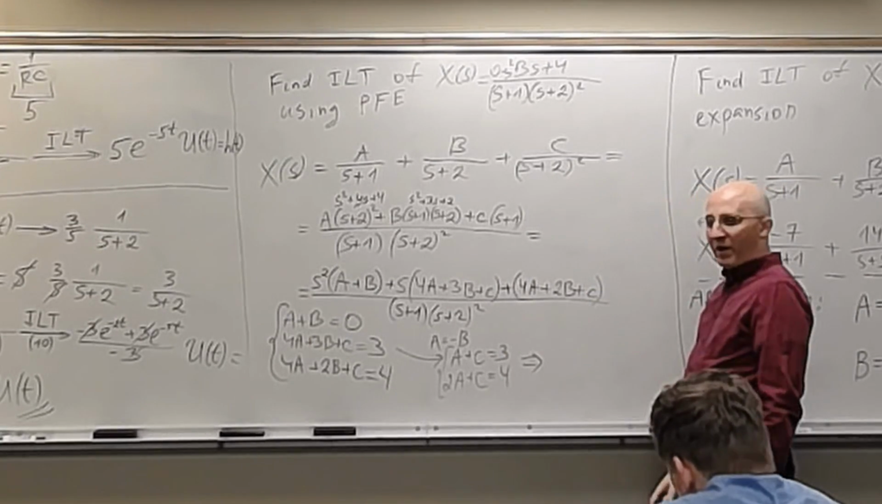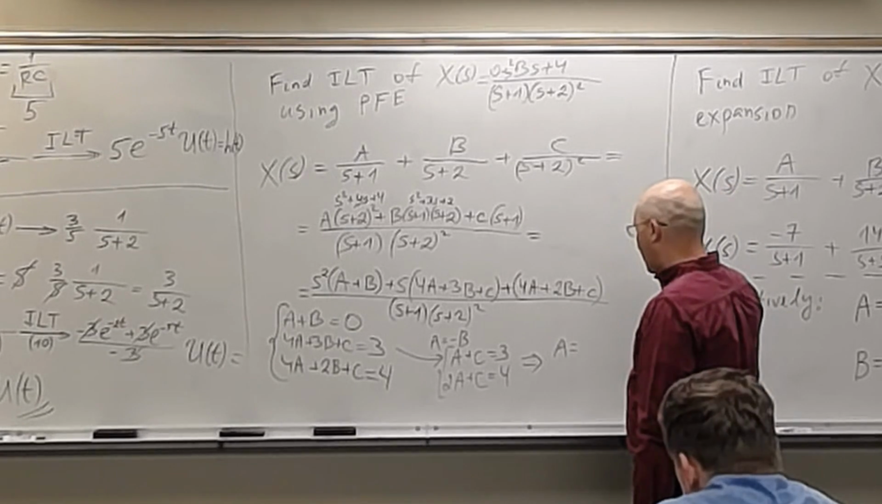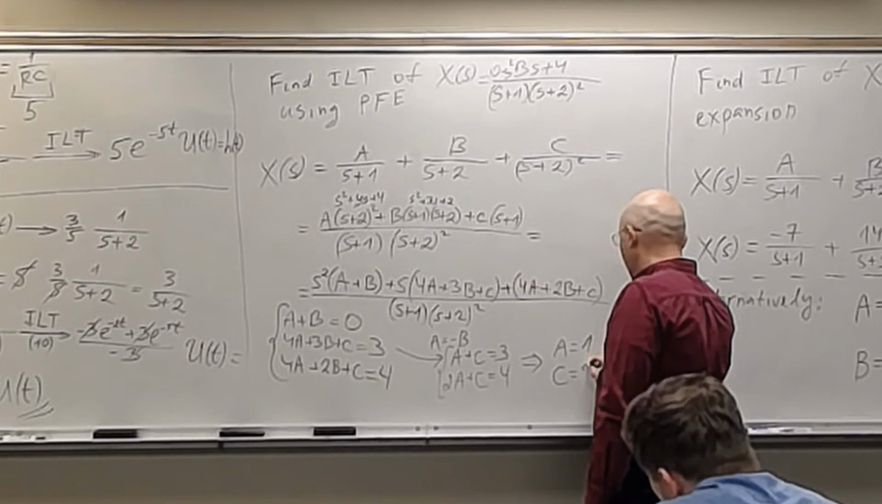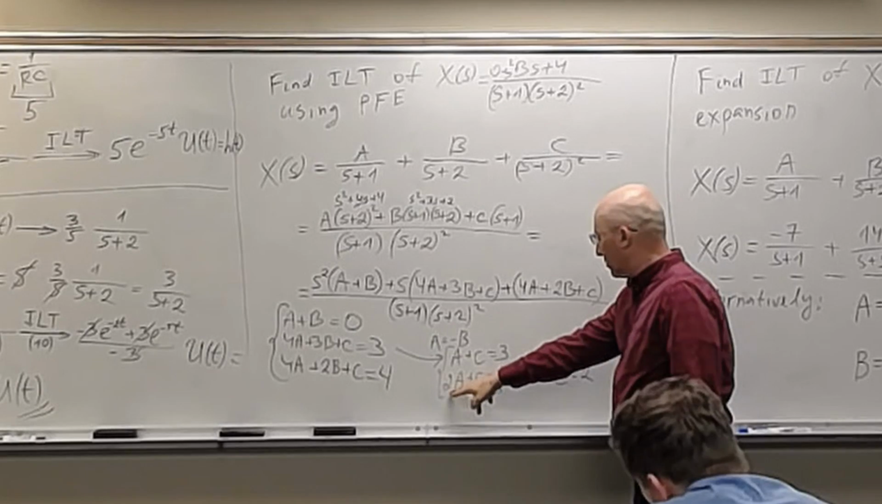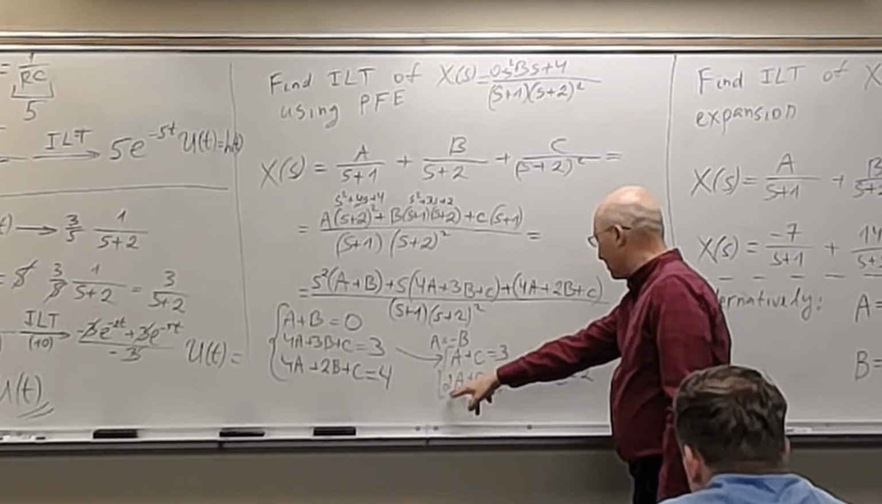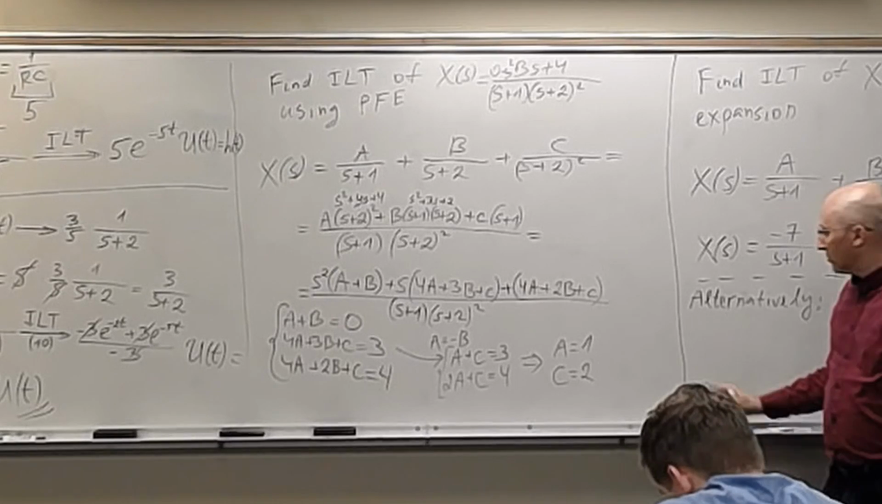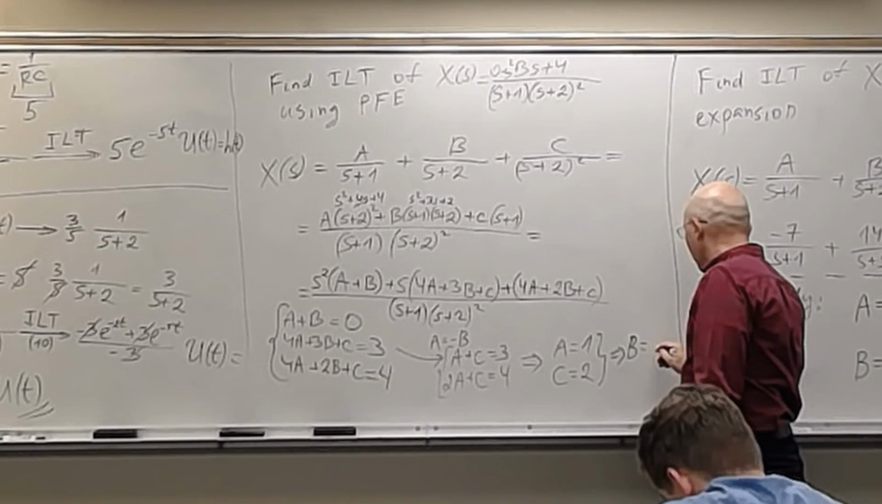This is a system of two variables. So a will be 1 and c will be 2. So 1 plus 2 is 3. 2 times 1 is 2, plus 2 is 4, yes. a is 1 and c is 2. And then from those two, b equals -1.